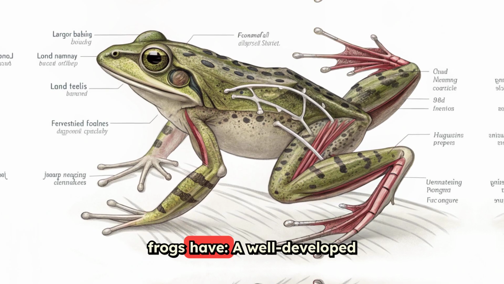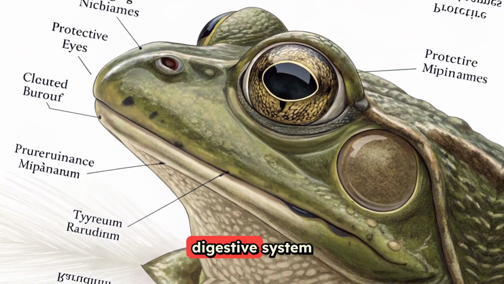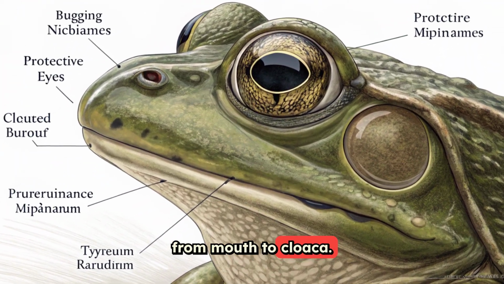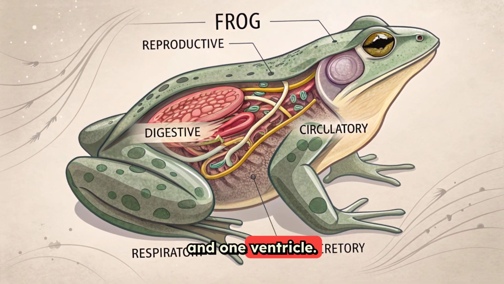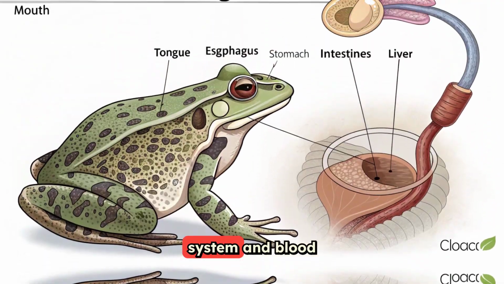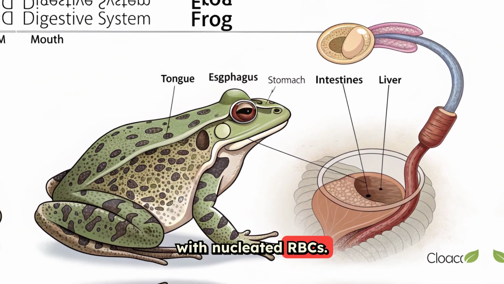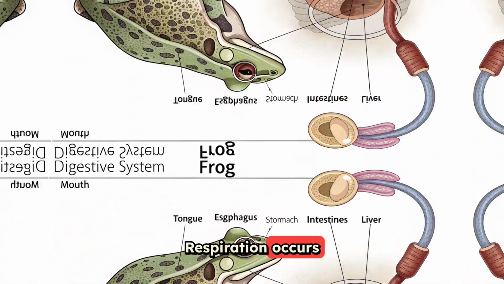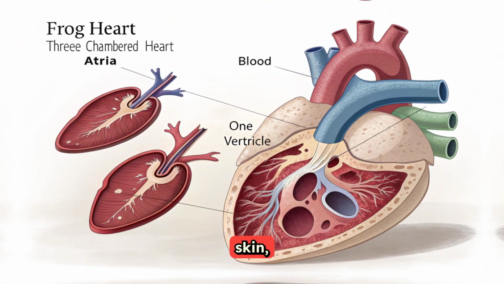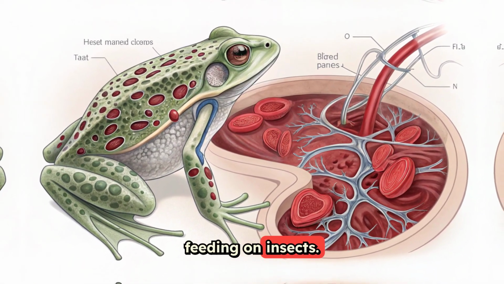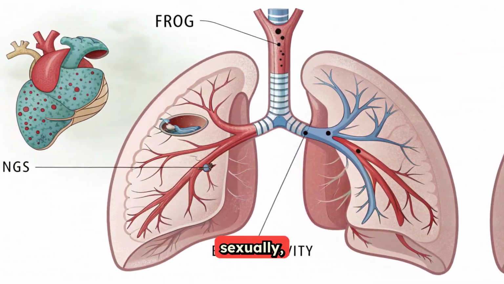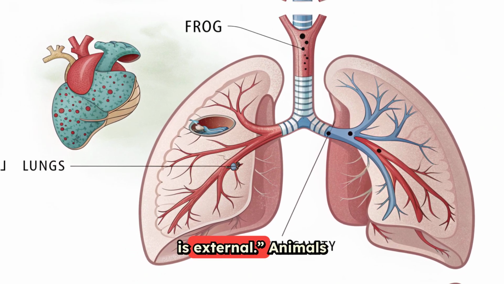Internally, frogs have a well-developed digestive system from mouth to cloaca, a 3-chambered heart, 2 atria and 1 ventricle, a closed circulatory system, and blood with nucleated RBCs. Respiration occurs through lungs, skin, and buccal cavity. They are carnivorous, feeding on insects. Frogs reproduce sexually, and fertilization is external.